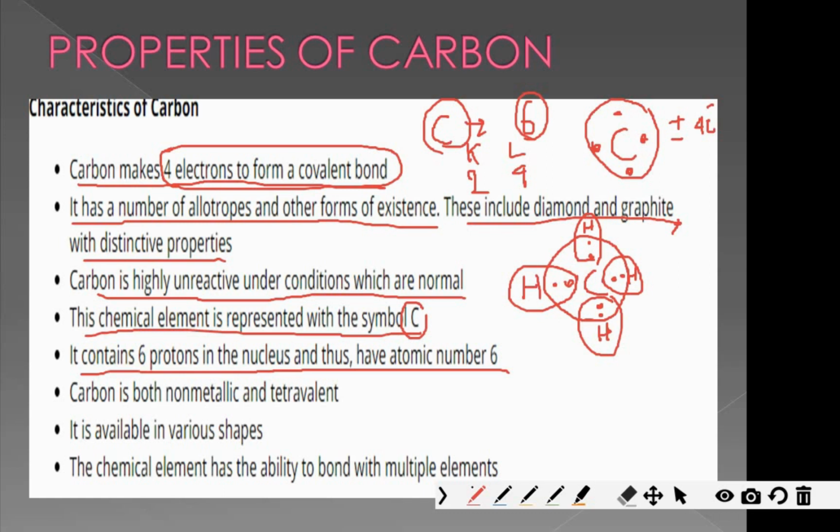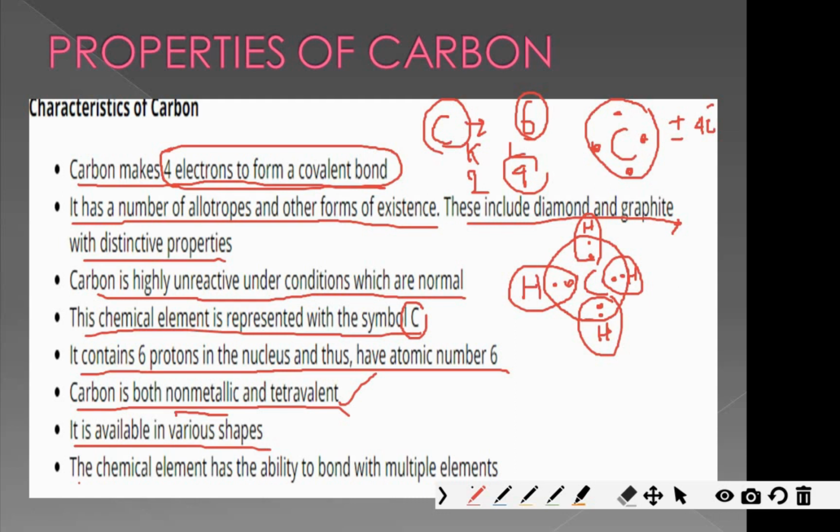Now carbon is both non-metallic and tetravalent. Carbon has a valency of 4. That's why it is tetravalent, and carbon is a non-metal. It is available in various shapes. Now carbon has a number of shapes. Okay, you will learn about this in the higher classes.